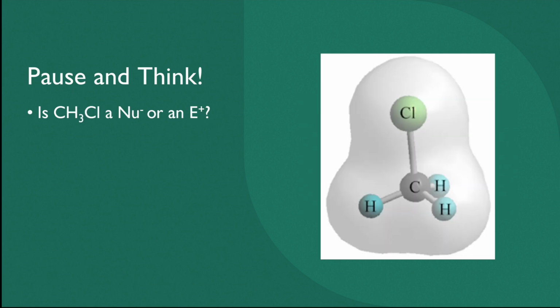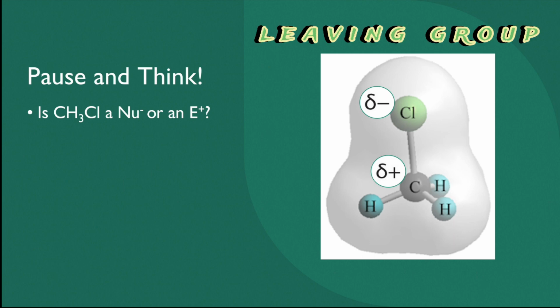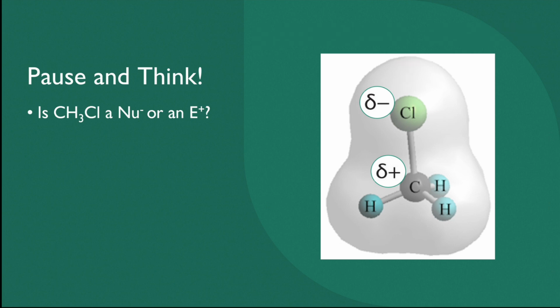Is chloromethane a nucleophile or an electrophile? Chlorine is very electronegative and it pulls the bonding pair of electrons closer to itself, making carbon delta positive. In addition, chlorine is a relatively large atom and is a good leaving group, as the C-Cl bond is quite weak. When chlorine leaves, it would give carbon a positive charge.